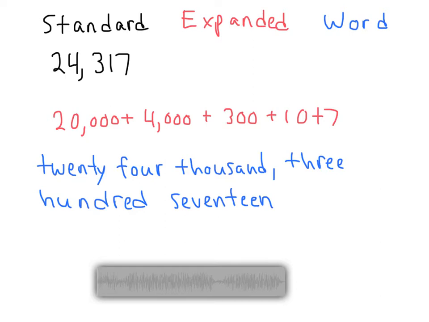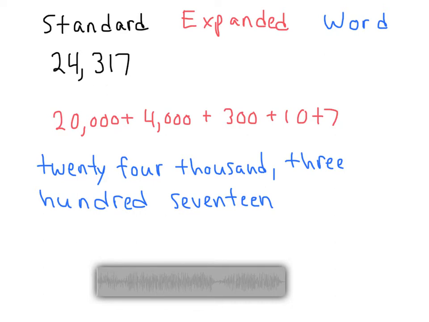And the last version is word form, which is just spelling out the number as you say it properly. So to say this number properly, it's twenty-four thousand, three hundred seventeen. So I spell it out with words. What's important to remember here is that you need to be able to pronounce this number correctly, or it's going to be very difficult to write the words. And similarly, if you read this correctly, you've got to make sure you can get the standard form correct.